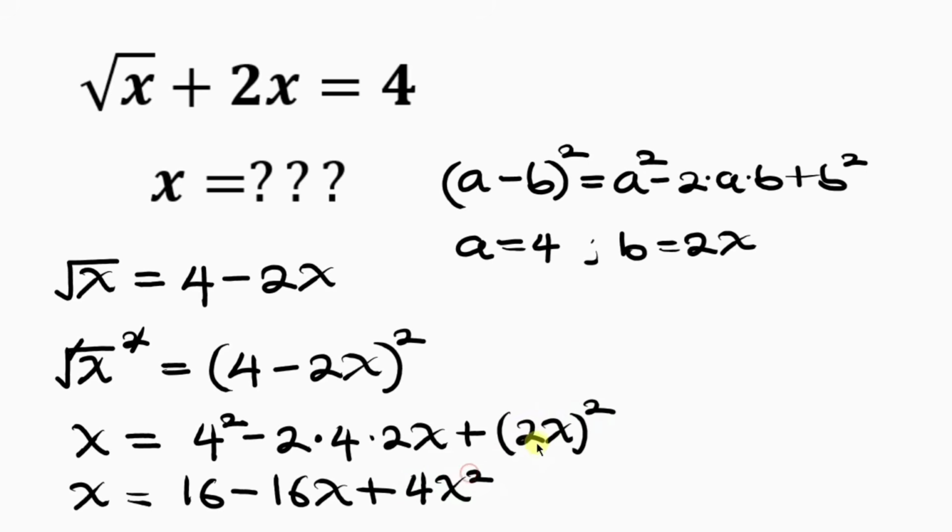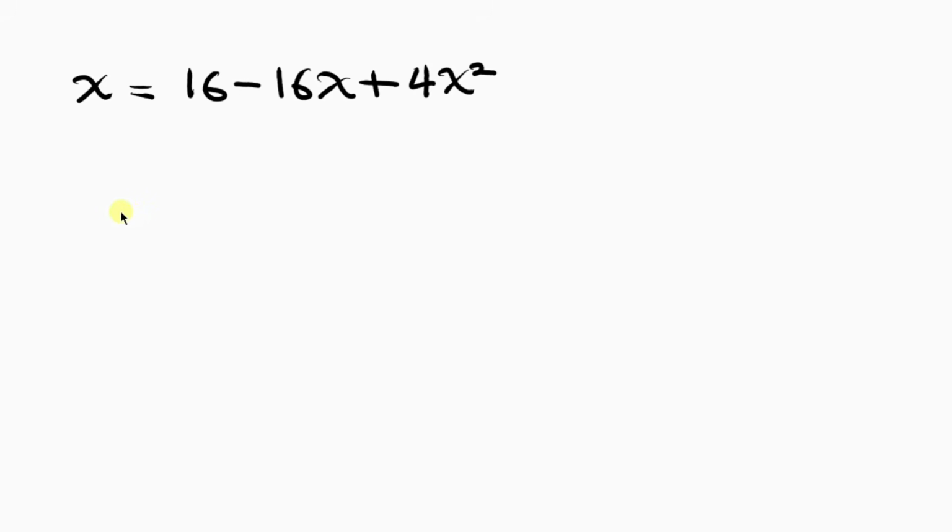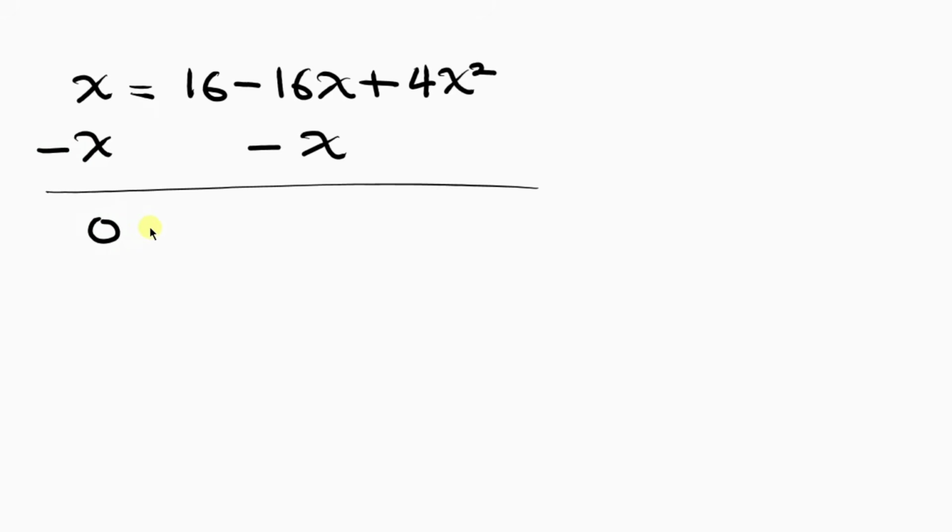Good. So whenever we see an expression like this, we do them individually: 2 squared and x squared. Now let's move everything to one side, and we do that by subtracting x from both sides. So I'll subtract x from the left, I'll subtract x from the right. So this will result to x minus x is 0. This is equal to, we have 16. Now, negative 16x, negative x gives negative 17x. And then plus 4x squared.